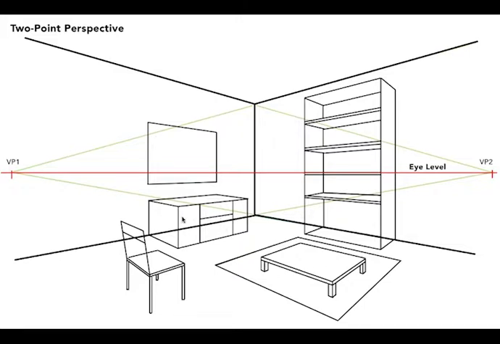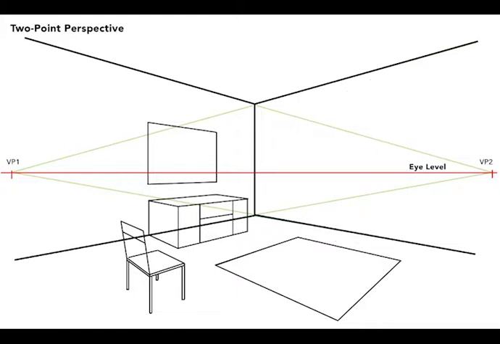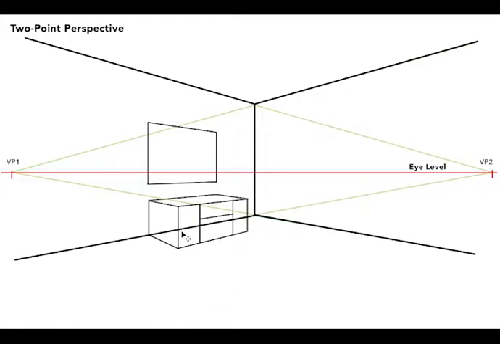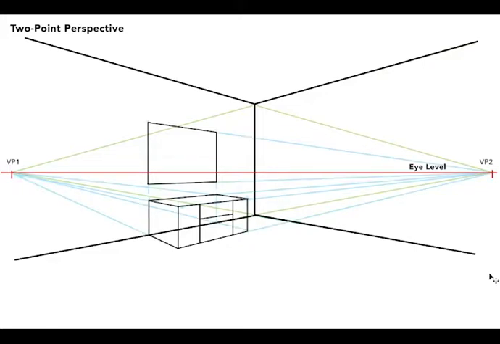Let's examine each piece of furniture, starting with the cabinet. Let's remove the rest of the furniture. Let's take a look at this cabinet. Can you see the lines that go towards VP2 and VP1? Let's see how the lines look like. Here are the lines in blue. Can you see how they converge at VP2 and on the left, VP1?